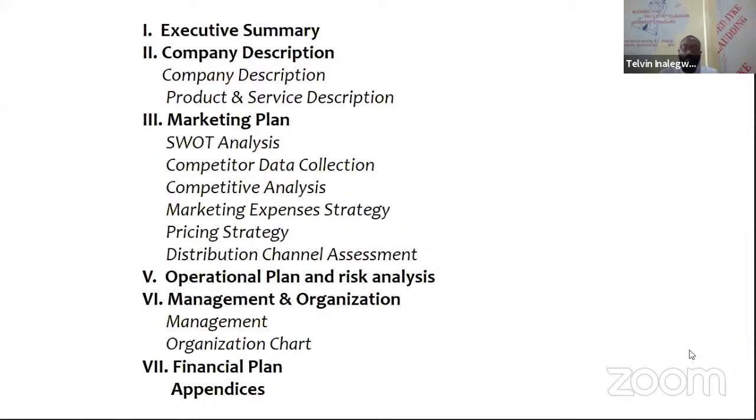So this is how the table of contents of a business plan looks. The executive summary, the company description, where in the company description you have the company description main, and the product and service description. Both will be embedded in the company description. Then your market plan, where you have your SWOT analysis. Remember I said SWOT: S is for strength, W is for weakness, O for opportunities, and T is for threat.